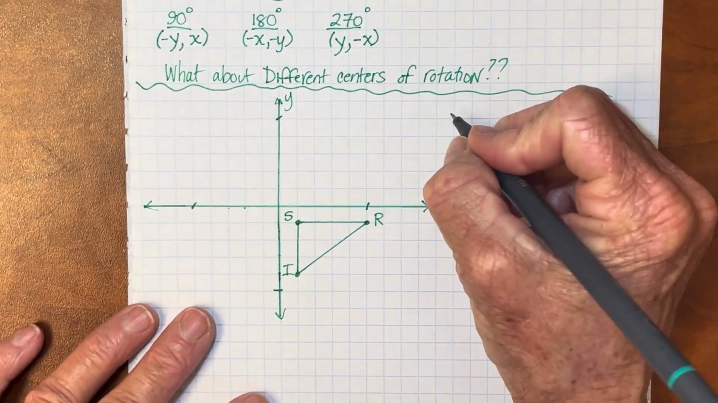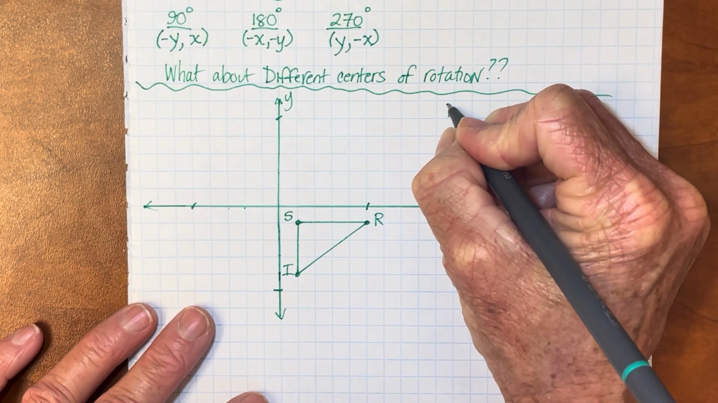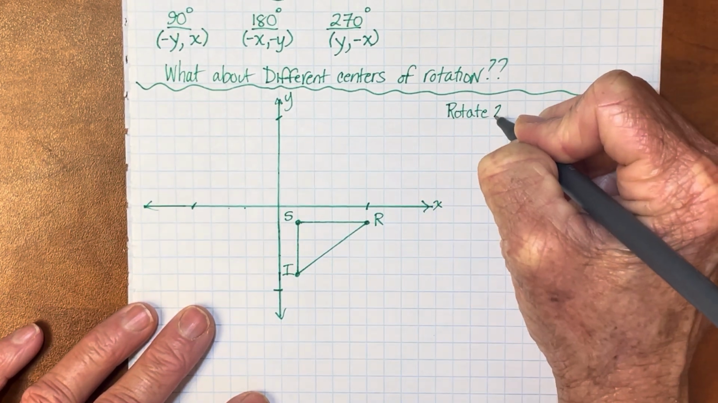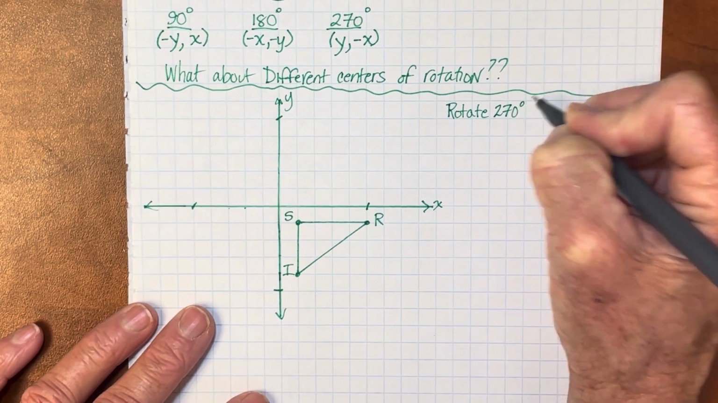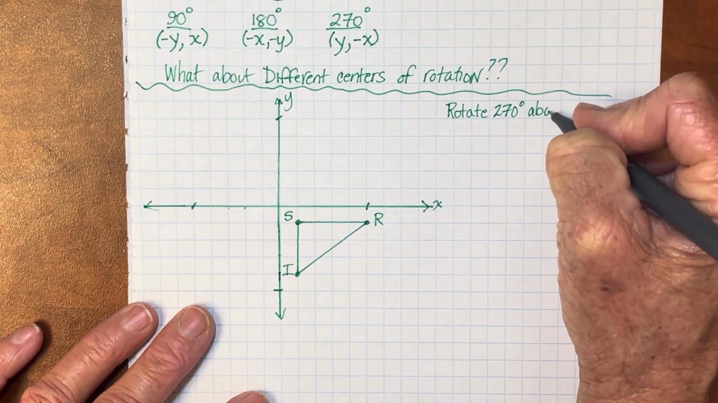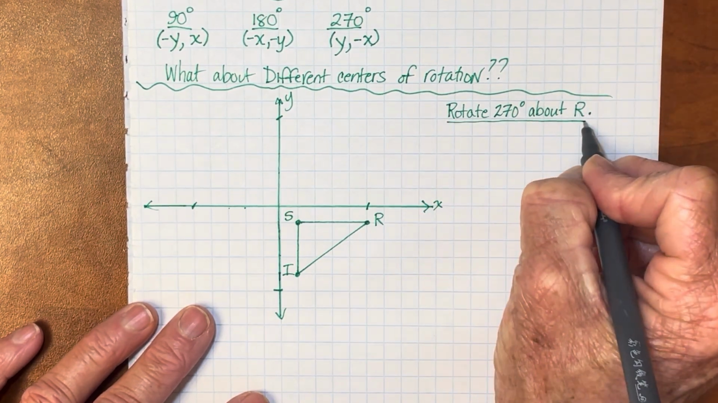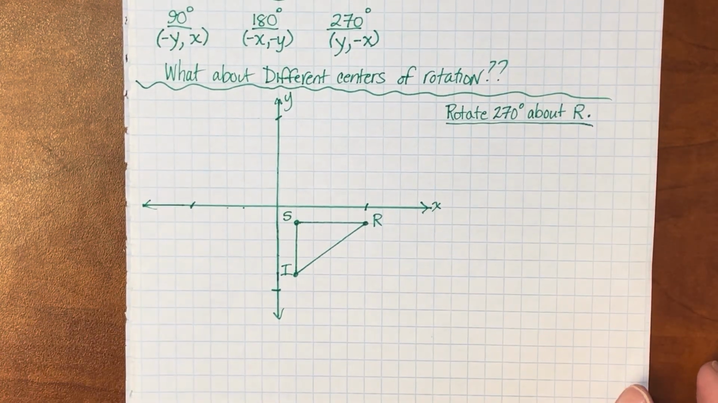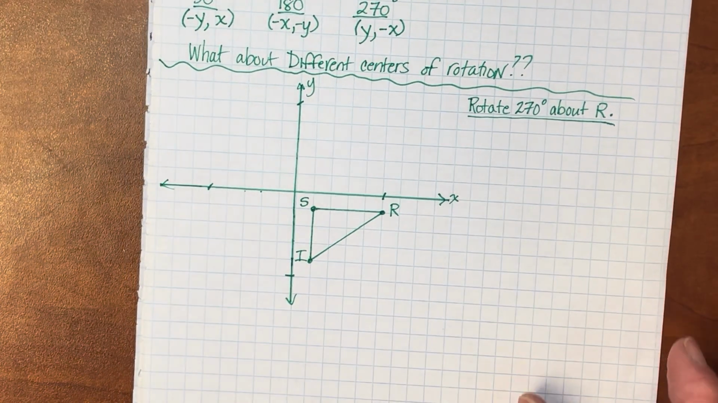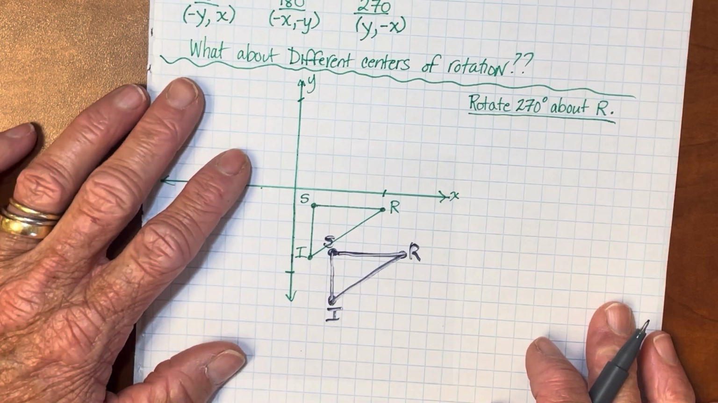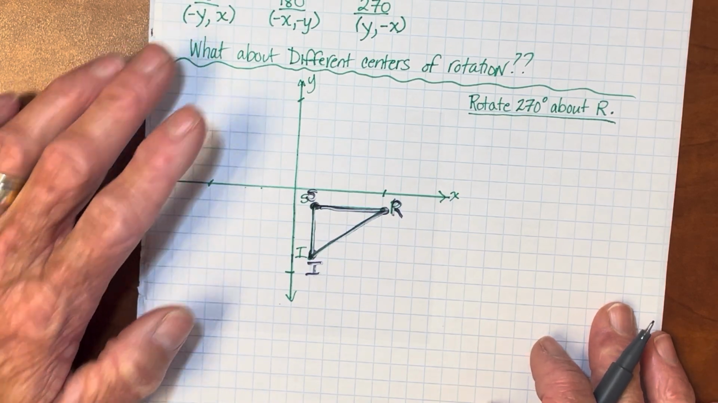And what I want to do is rotate it. So here are the instructions. Let's rotate this triangle 270 degrees about R. So we're going to rotate this thing around point R. I'd like to show you more or less what it's going to look like and how we're going to get there. So I've traced it with transparency paper.